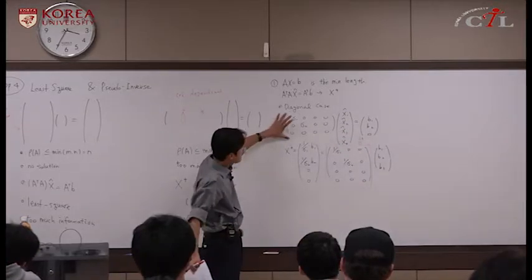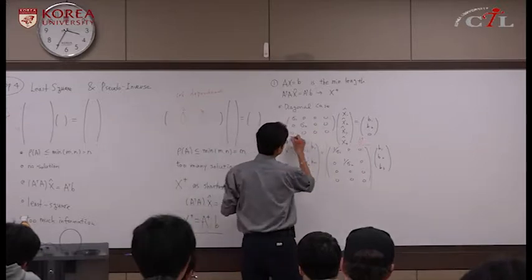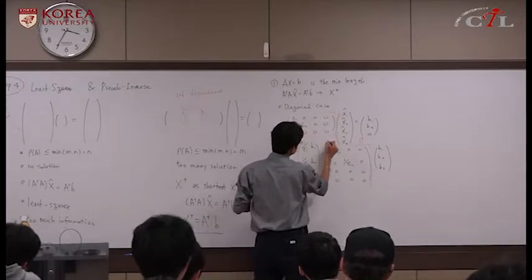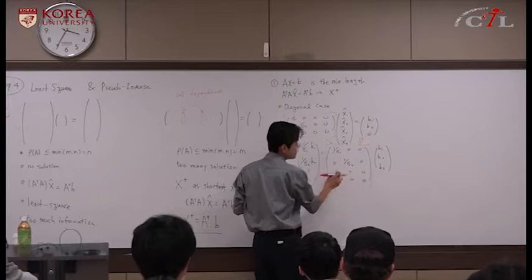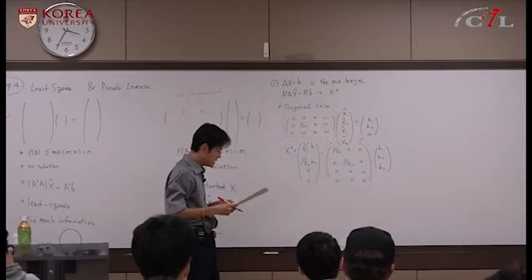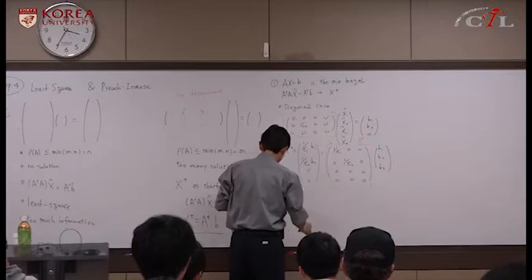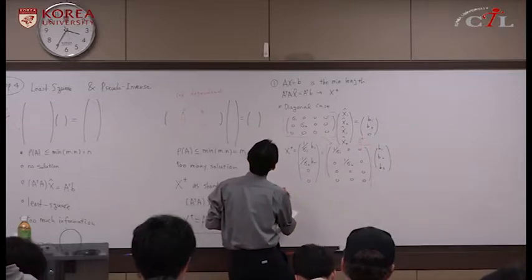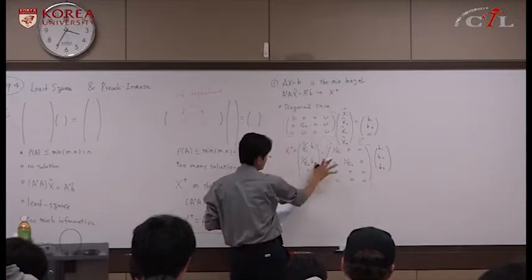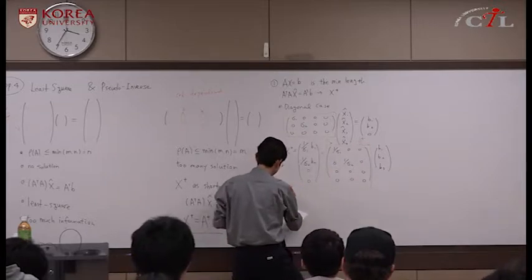Then if A is diagonal, we can see that the pseudo-inverse is just the inverse of the diagonal elements. Number 2 is a consequence of this.